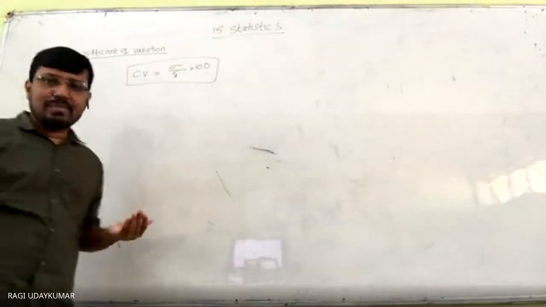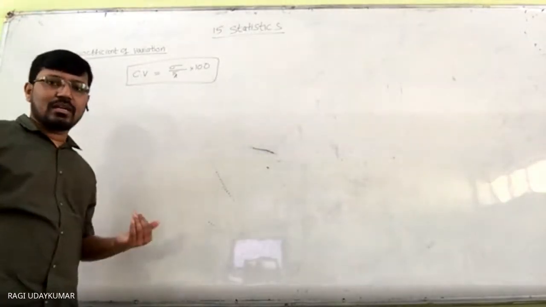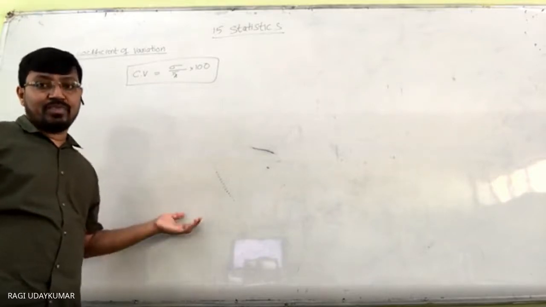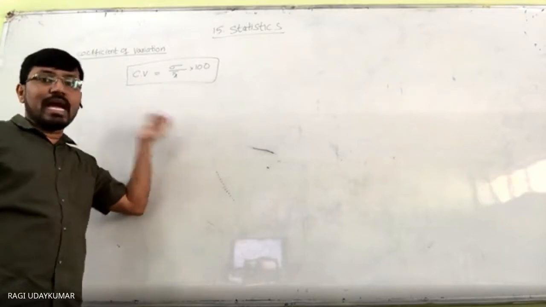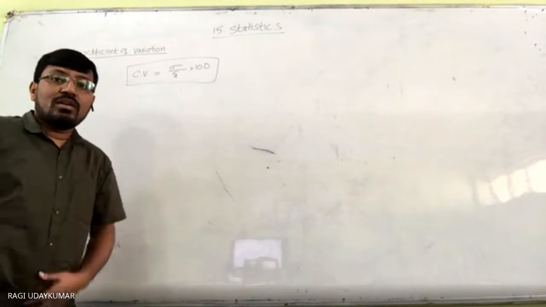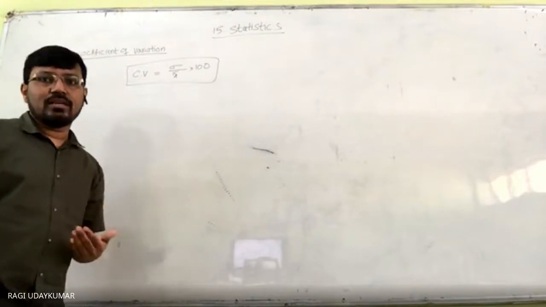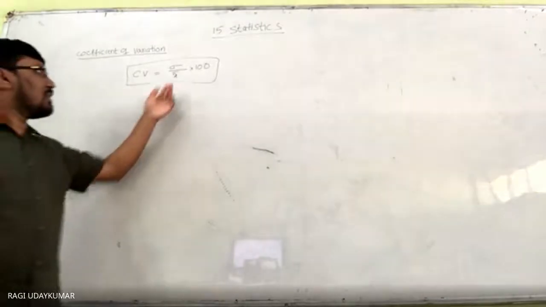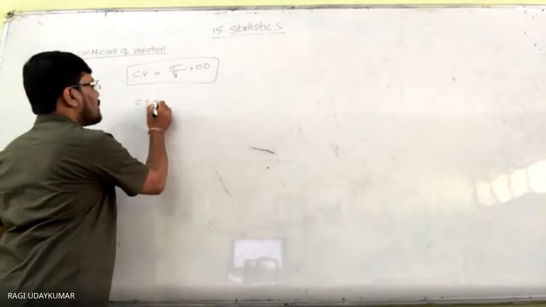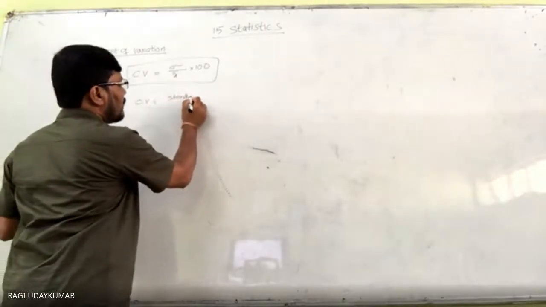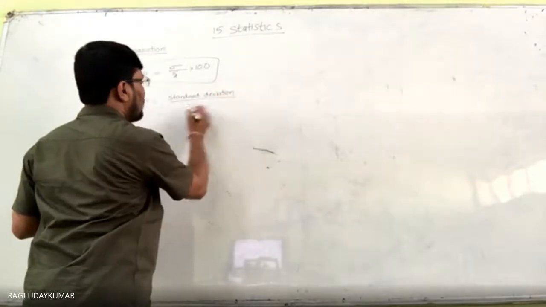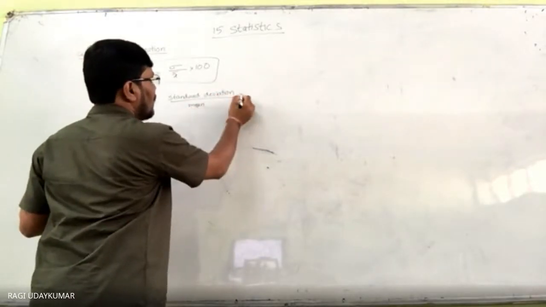Suppose two data sets are given to you, and you are asked to find out which one has more variation or reliability. The data which has the more CV, the more coefficient of variation, has the more variation. That is the thing you need to observe here. So CV is equal to standard deviation divided by mean into 100.